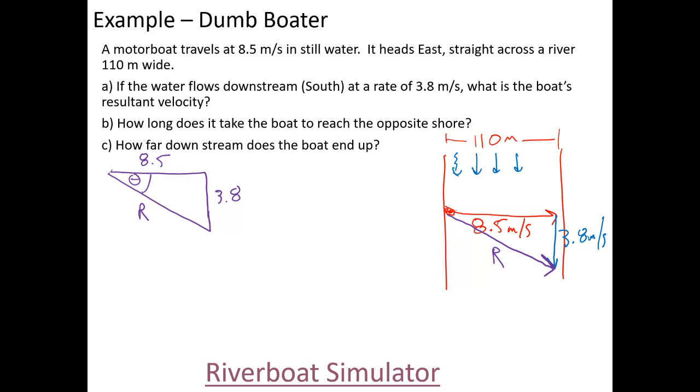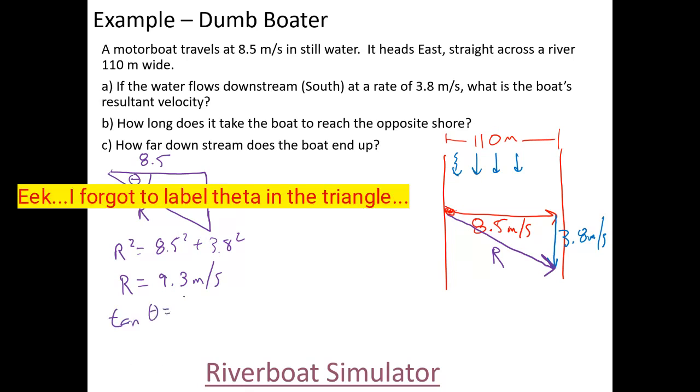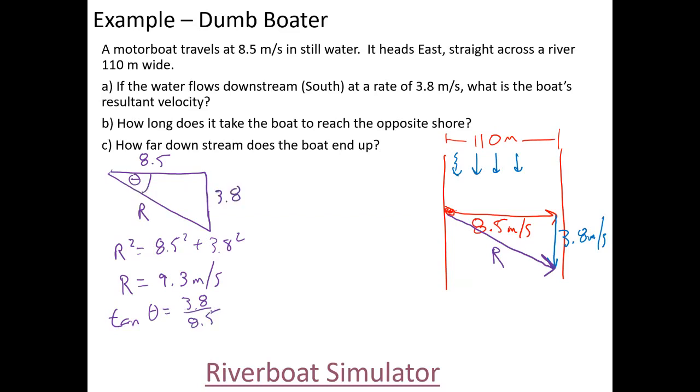So in this question, we're going to have R squared is equal to 8.5 squared plus 3.8 squared. I can work this through to find that my resultant, after I plug and chug, is going to be 9.3 meters per second. For the angle theta, I'm going to use tangent. Theta is 3.8 over 8.5.